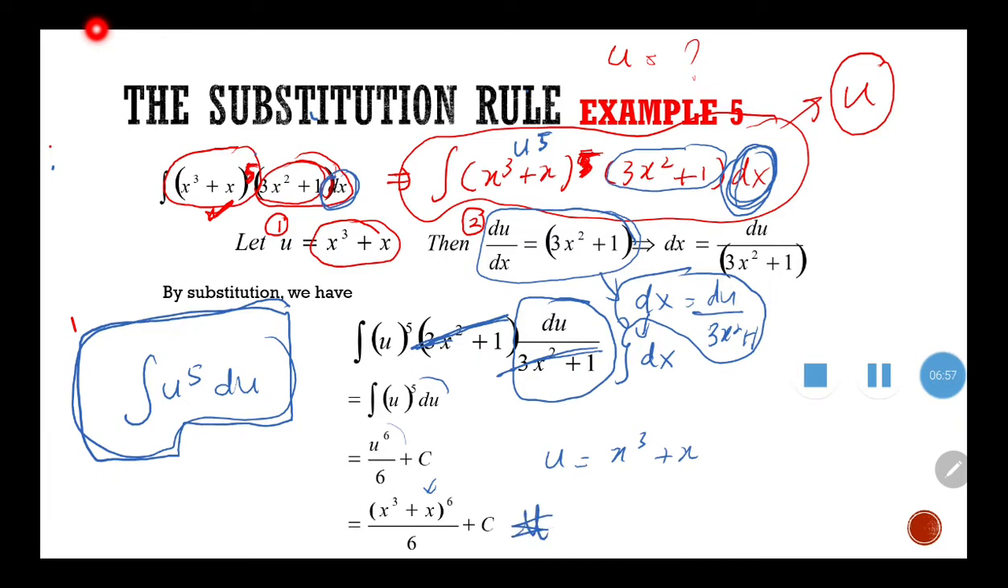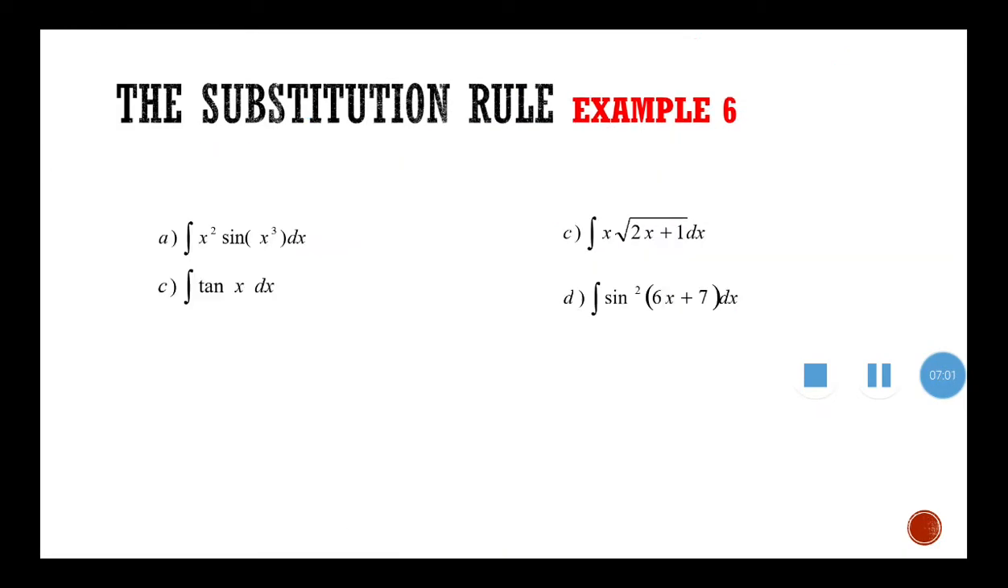Okay, so hopefully all of you can understand this example very well. Okay, so now let's proceed to a few examples that we have here. Let's begin with a. We have x square sine x cube dx. Alright, so here first what we have to do, you have to carefully choose what is your u. So agak-agak yang ni apa yang suitable untuk you choose as your u.